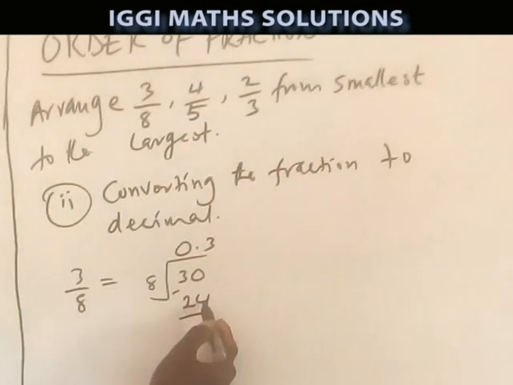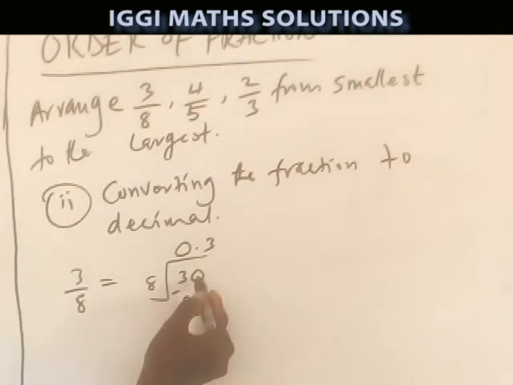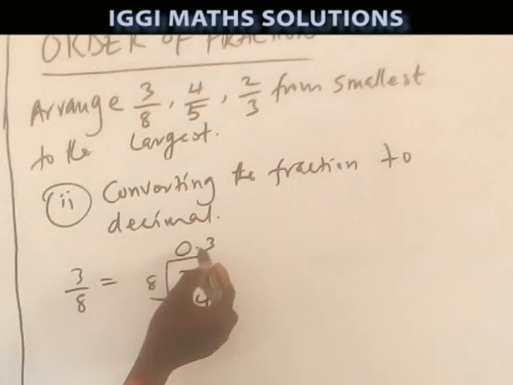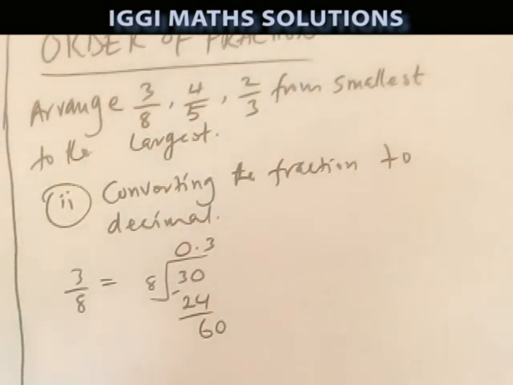Here 0 minus 4 cannot be done, so we borrow 1 and make it 10. 10 minus 4 is 6. So the remainder is 6. We check if 8 can go into 6. It cannot, so we introduce another 0, but we don't have to put another decimal point because it is already introduced. We just write 0 next to 6 to make it 60 so that we can continue with our division. Now, can 8 go into 60?